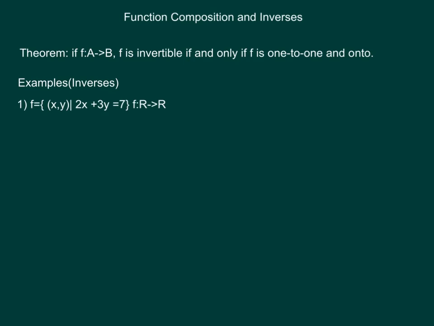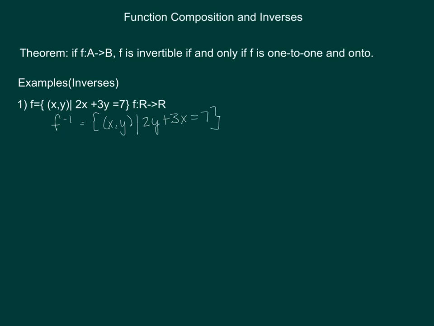So our first example of function composition and inverses. f is the function that maps x to y such that they lie on this line, 2x plus 3y equals 7. So in our domain and range, f goes from the real numbers to the real numbers, so we can plug in real numbers for x and y. If I want to find the inverse, it's actually not that hard. f inverse is going to equal our x and y pairs such that 2y plus 3x equals 7.